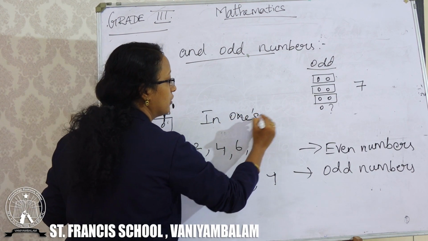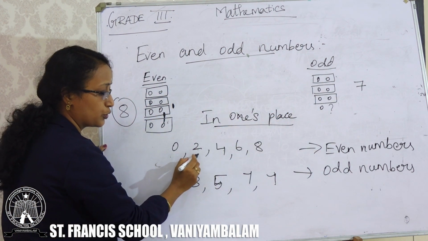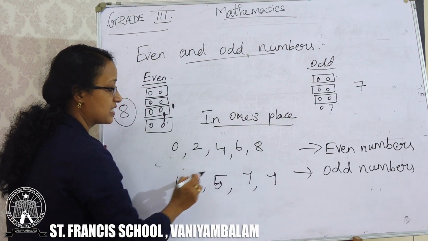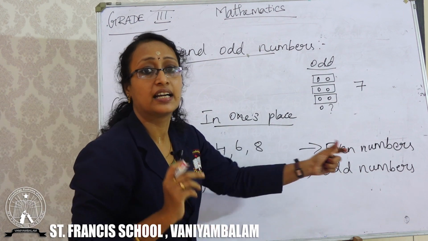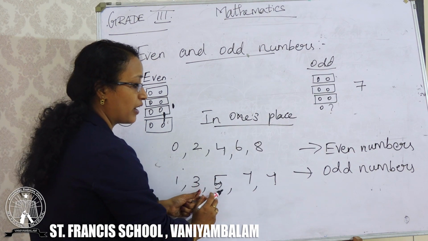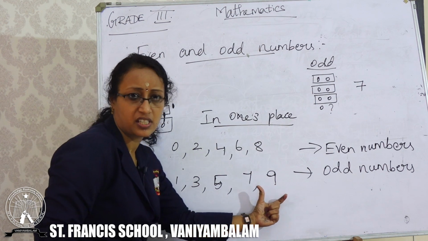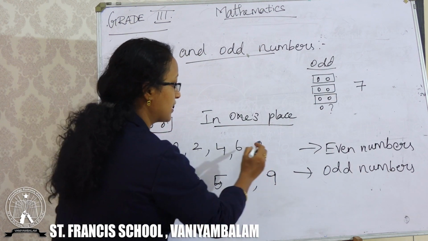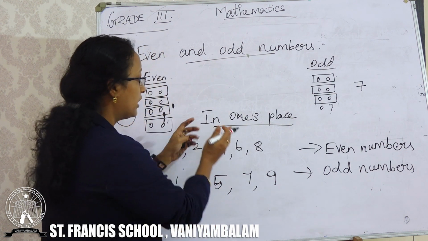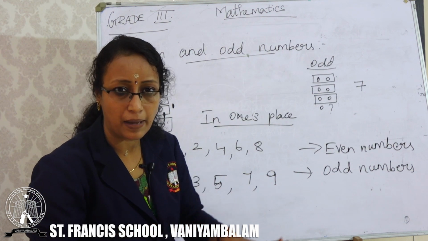if you have 0, 2, 4, 6, 8 in the ones place, then you can say the number is an even number. 1, 3, 5, 7 and 9. If you have these 5 digits in the ones place, then you can say it is an odd number. I think you got it now. Even numbers can be paired and odd numbers cannot be paired.